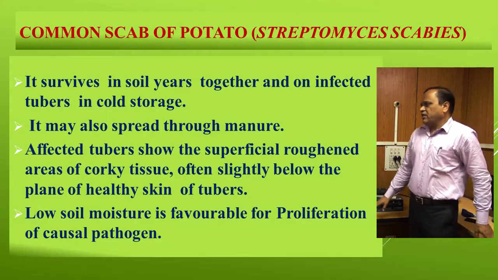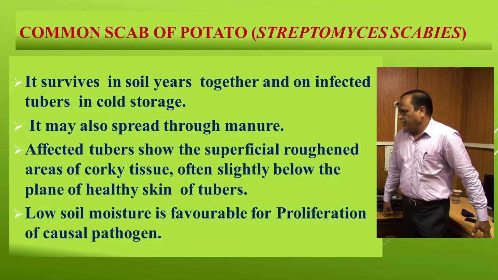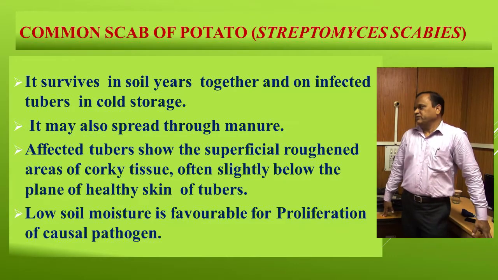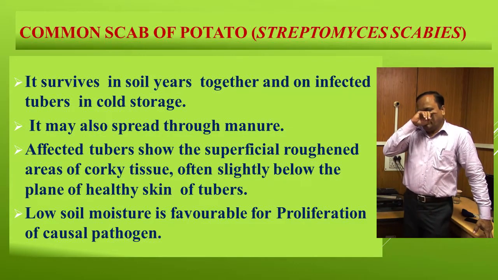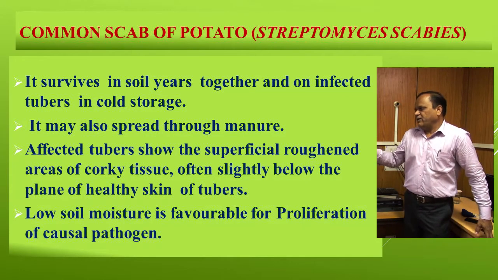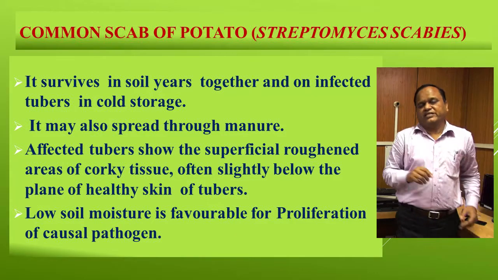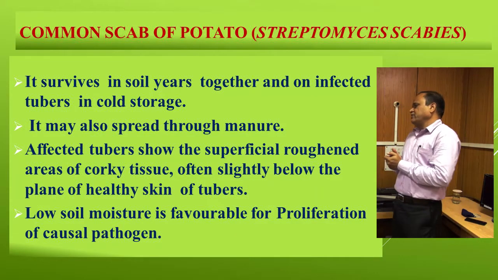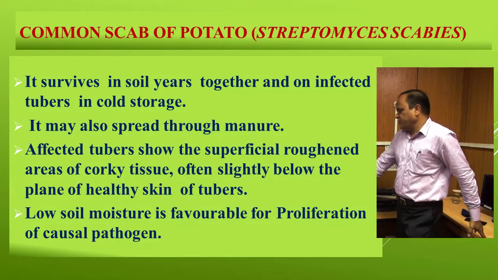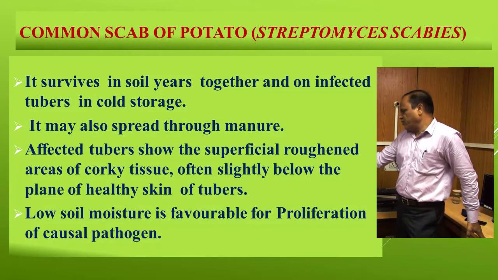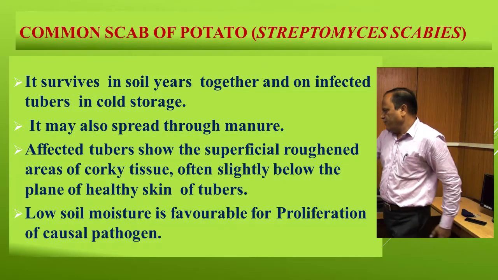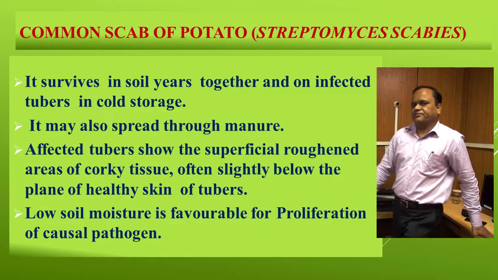It survives in soils for years together, and on infected tubers in cold storage. So it survives in the soil and it is transferred to the cold storage. It may also spread through manure. Affected tubers show superficial roughened areas of corky tissue, often slightly below the plane of the healthy skin of the tubers.